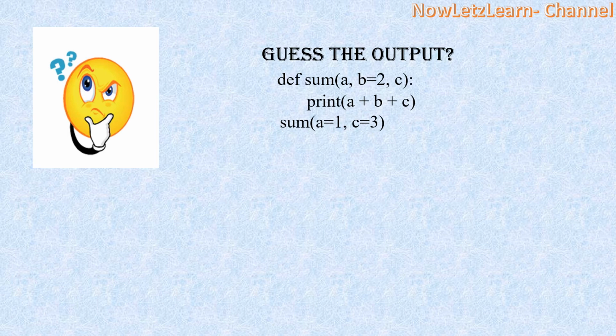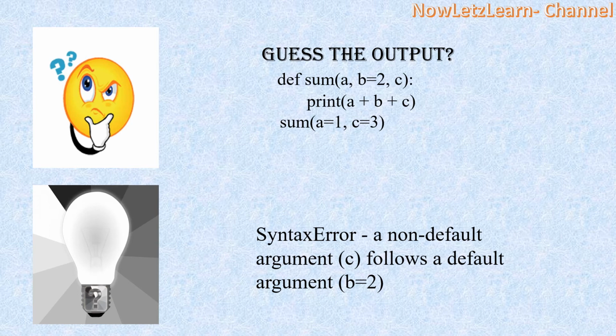Okay, what is here? We have a sum function. We have a non-default argument, a, since we have not given any value to a. b is equal to 2 is a default argument, and again c is a non-default argument. While calling the function, we are passing the value for a is equal to 1 and c is equal to 3, but b we are not passing. So if everything is good, we should get the output as 6. If not, let's see what happens. Yeah, again we have got a syntax error.